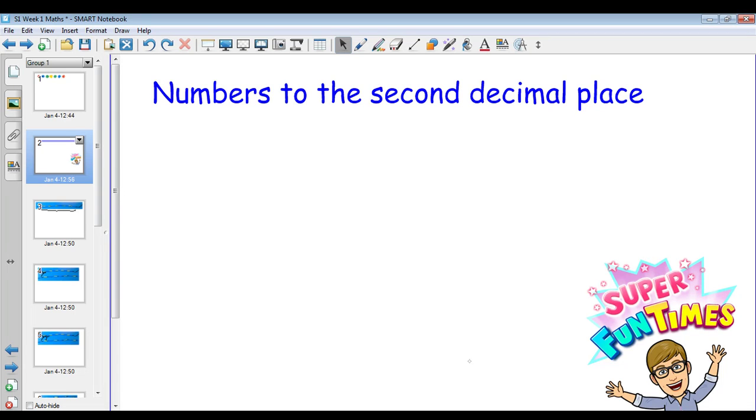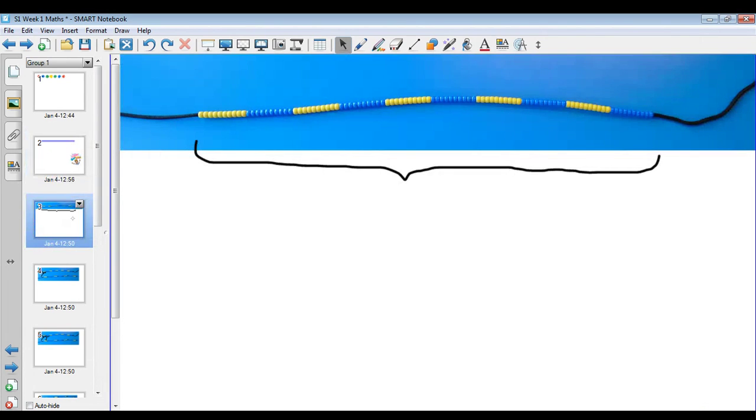Hi fellow mathematicians, we're going to look at numbers to the second decimal place here, part of place value. This is a number bead, you've seen me use this in class before. What I'm going to do is show what it's worth. This is one whole, it's one unit, we say 1 or 1.0 as a decimal number.